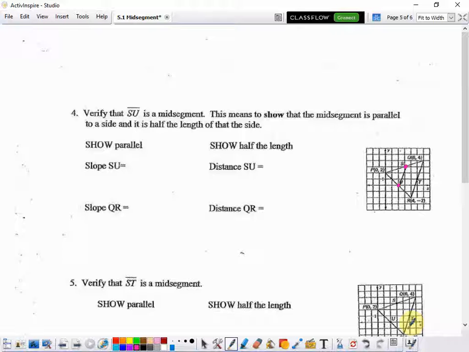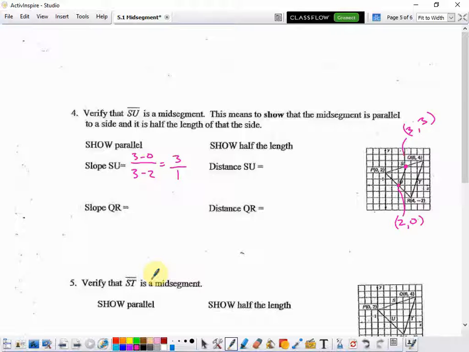So for SU, the slope. Slope is rise over run. S is at the coordinates over 3, up 3. And U is at 2, 0. So the slope is rise over run. That's the difference in the y's, 3 minus 0, over the difference in the x's, 3 minus 2. So that's 3 over 1. So the slope of SU is 3 over 1.